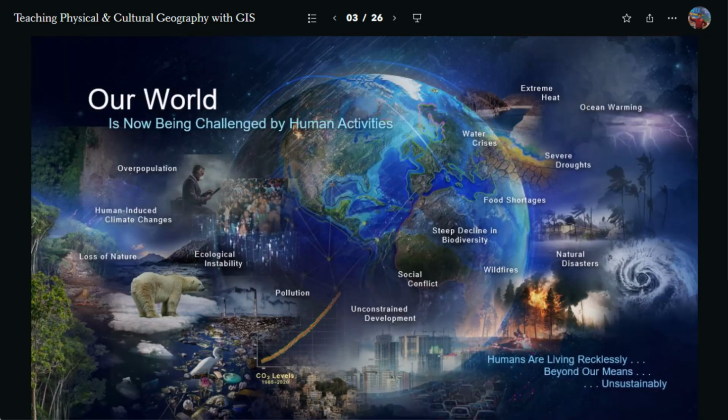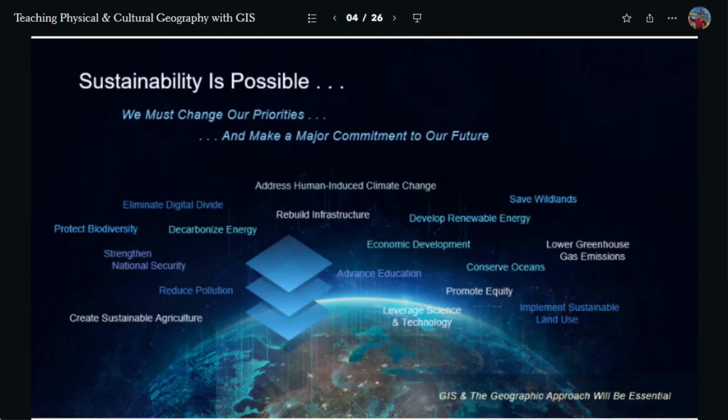Why should we care about teaching these topics with GIS? Well, our world is being challenged by human activities, as you can see here, and we could have a whole chat about this if time permits. Sustainability is possible, but we need some serious adjustments in society. I believe education plays a key role.